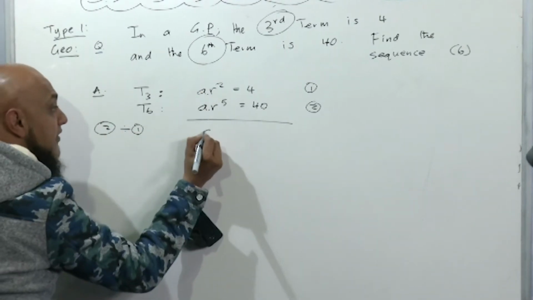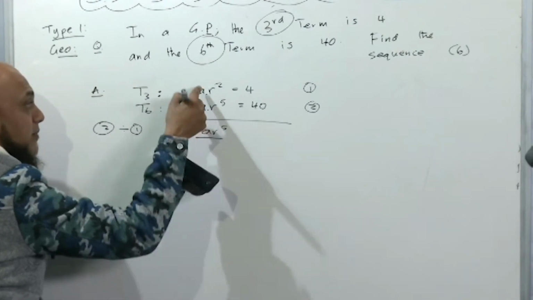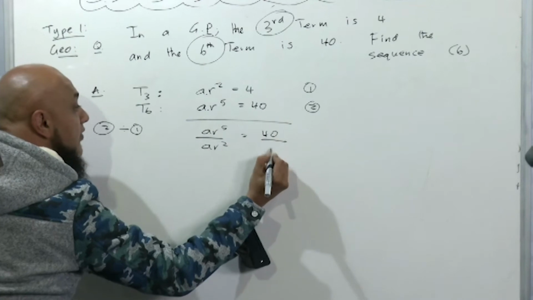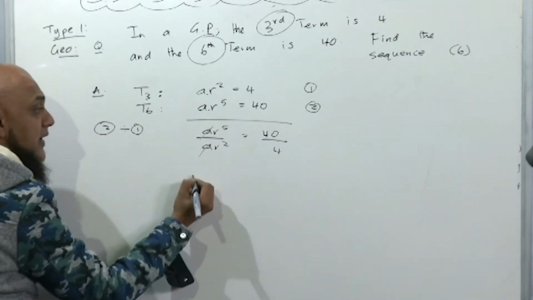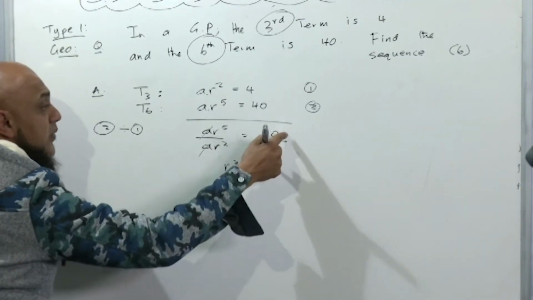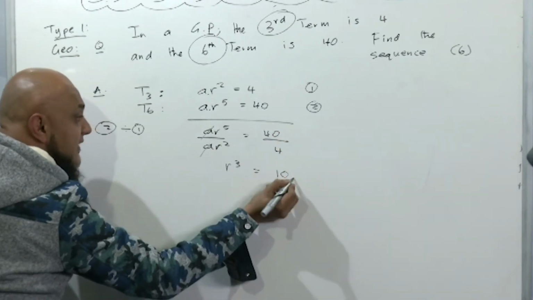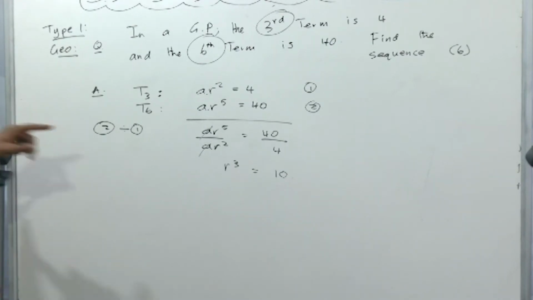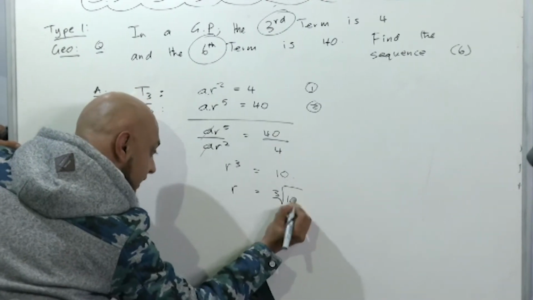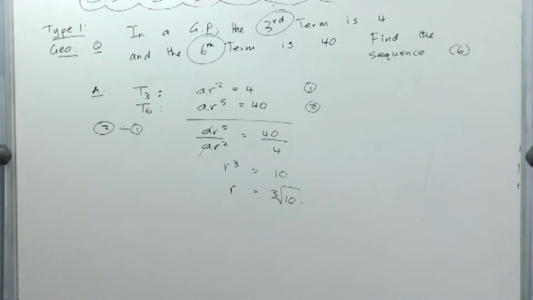So I'm now going to have AR^5 divided by AR^2 is equal to 40 over 4. So A and A will cancel. R^5 over R^2 is R cubed is equal to 40 divided by 4 is 10. So now I've got R cubed is equal to 10. R is equal to the cube root of 10. And there we go. That is your common ratio. Your common ratio for this is the cube root of 10.